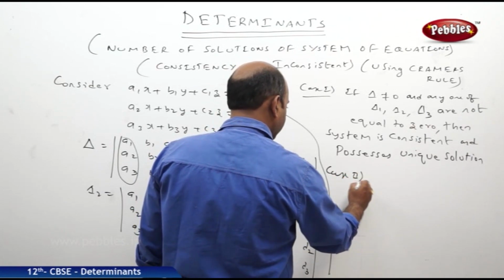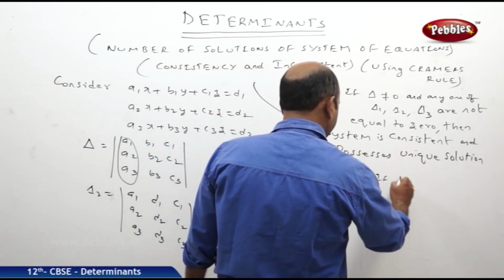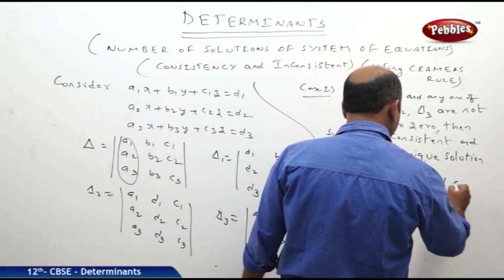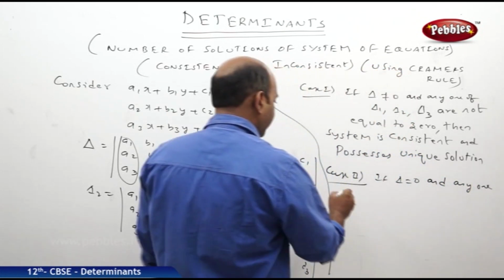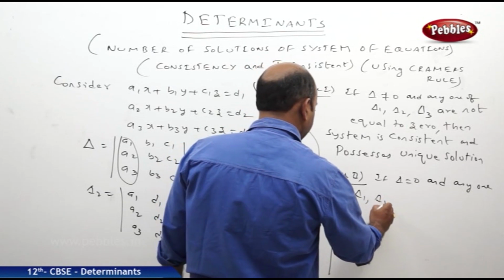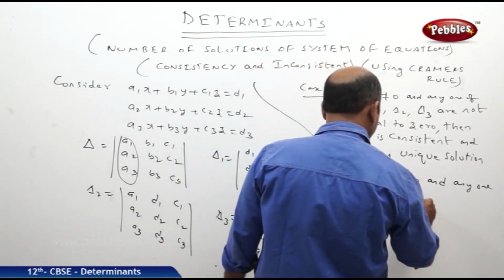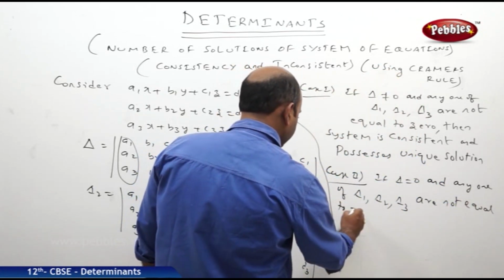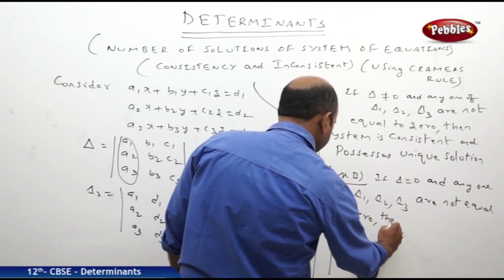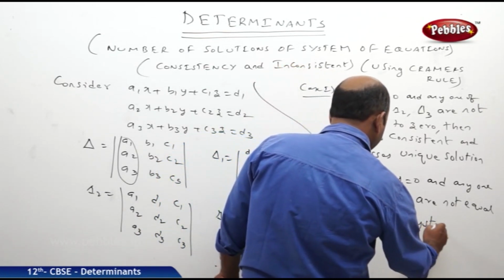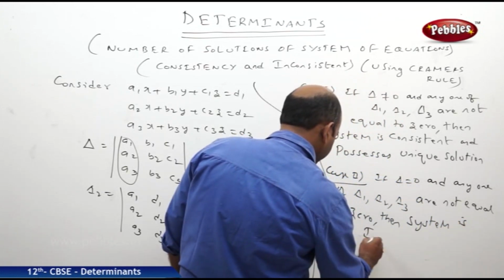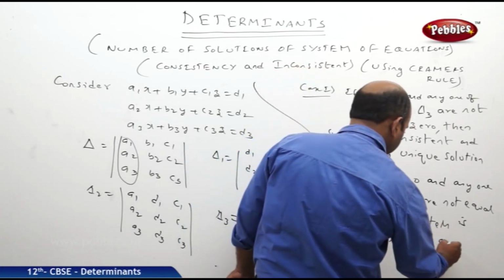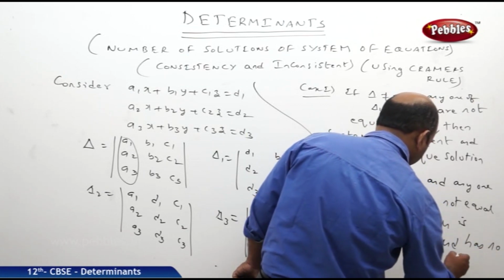And case 2: if delta equals 0 and any one of delta 1, delta 2, delta 3 is not equal to 0, then what can I tell? The system is inconsistent and has no solution.